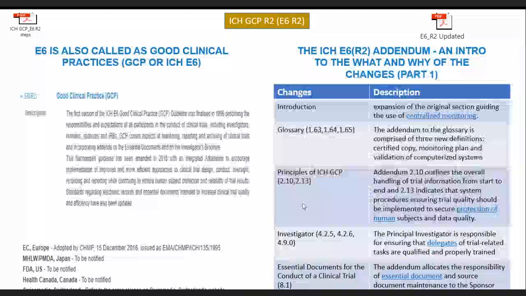So there are some 5-6 changes in sections: introduction, glossary, principle of ICGCP, and then investigator, and then essential documents for the conduct of clinical trials. These are the changes that have happened in ICGCP revision 2.